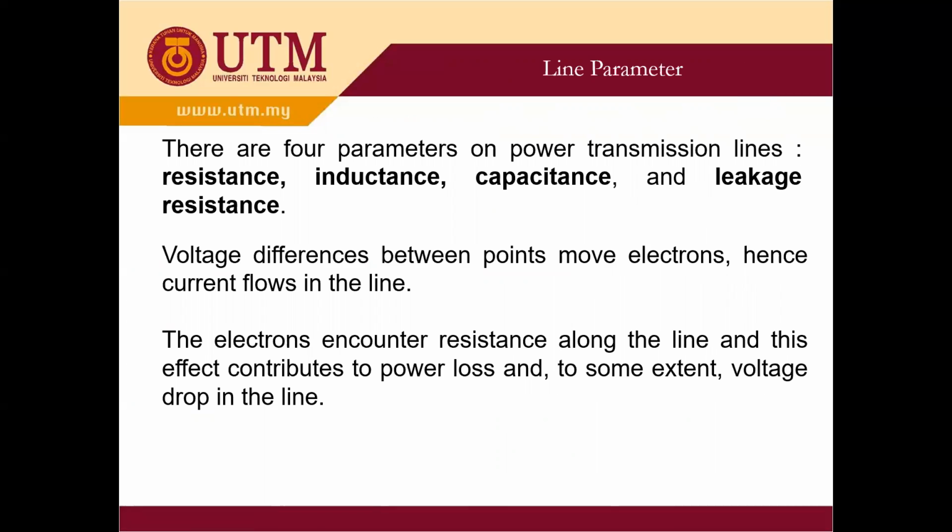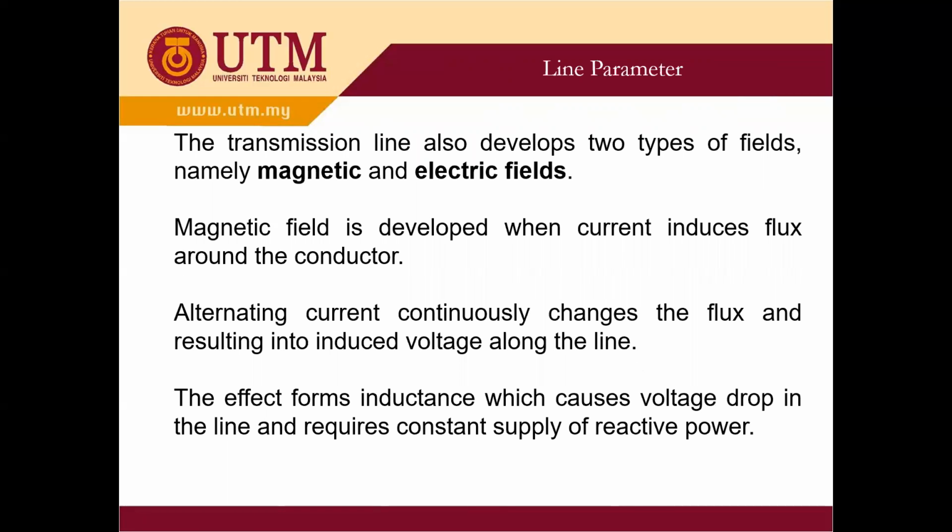For the transmission line, we can analyze its performance by modeling the transmission line based on resistance, inductance, capacitance, and leakage resistance. This relates, for example, to the magnetic and electric fields. The transmission line develops two types of field, namely the magnetic field and the electric field. The magnetic field is developed because of the current flowing inside the cable. By using the right-hand rule, if you have a current flow, you will have a flux developed surrounding the cable, and this develops what is called the magnetic field.